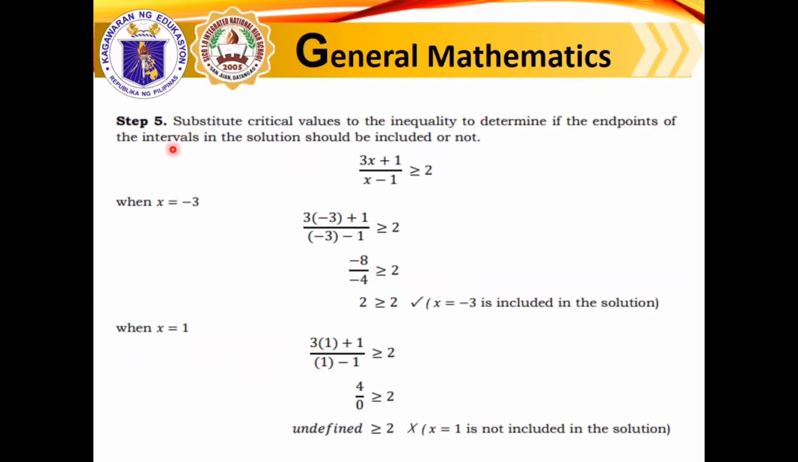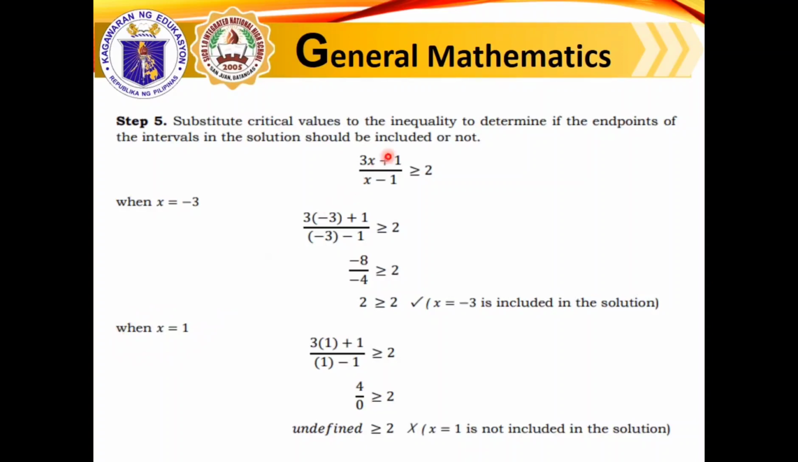After plotting the critical values on the number line, we will proceed to step 5. Step 5 is to substitute the critical values into the inequality to determine if the endpoints of the intervals in the solution should be included or not. Like in our rational equation, we will check if the critical values are included or not. Okay, let's substitute when x equals negative 3 and when x equals 1.